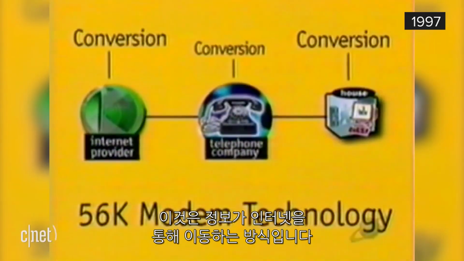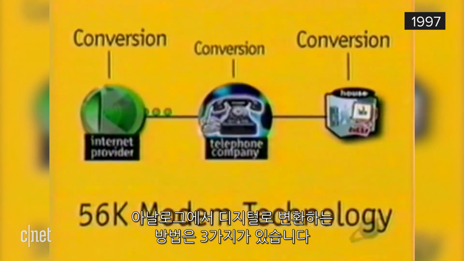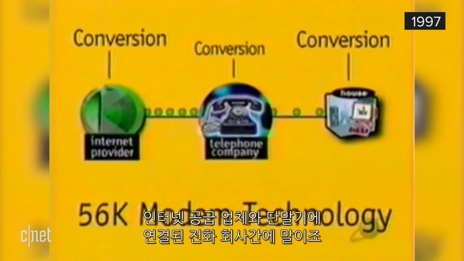This is the way information travels across the internet today. There are 3 different conversions from analog to digital signals between your internet service provider, your telephone company, and your computer.